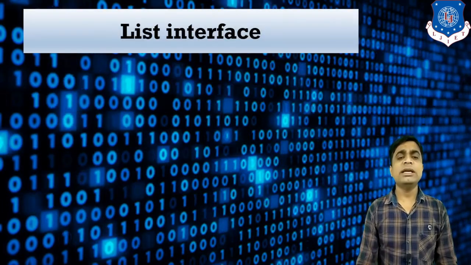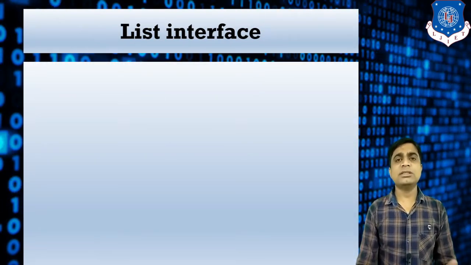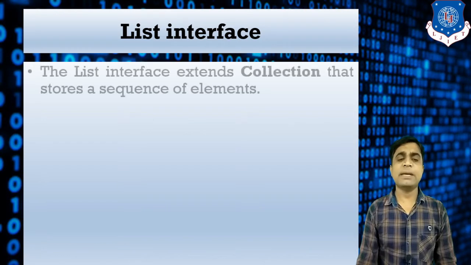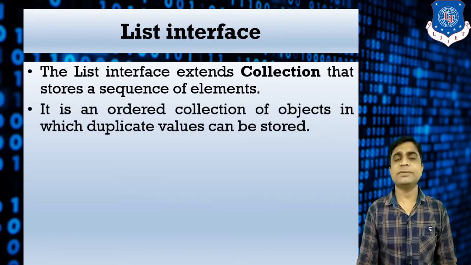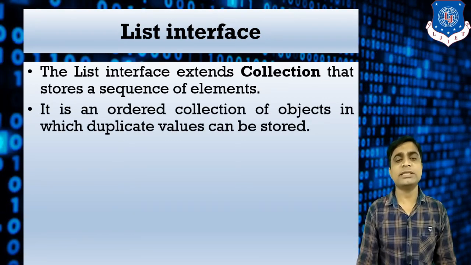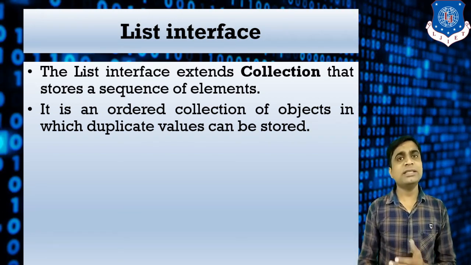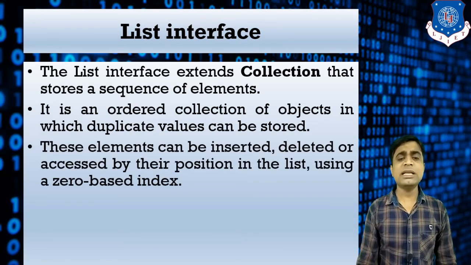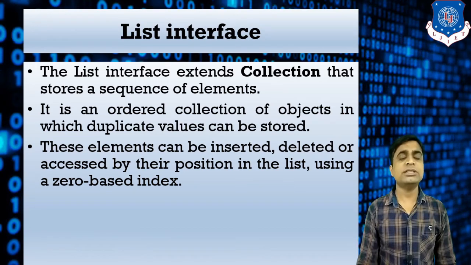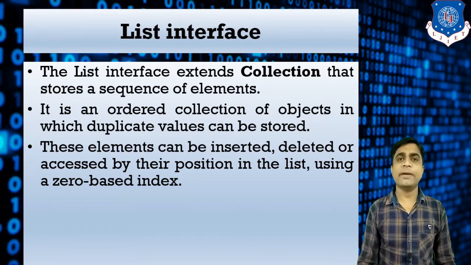Now let's talk about the List interface. I will also explain the different types of List, the subclasses of the List interface, with examples. The List interface extends the Collection and stores a sequence of elements. It is an ordered collection of objects in which duplicate values can be stored. So in a List, one thing is sure, that you can add a duplicate value. The elements can be inserted, deleted or accessed by their position in the list using a zero-based index, so the index for the List interface starts with 0, like in an array.